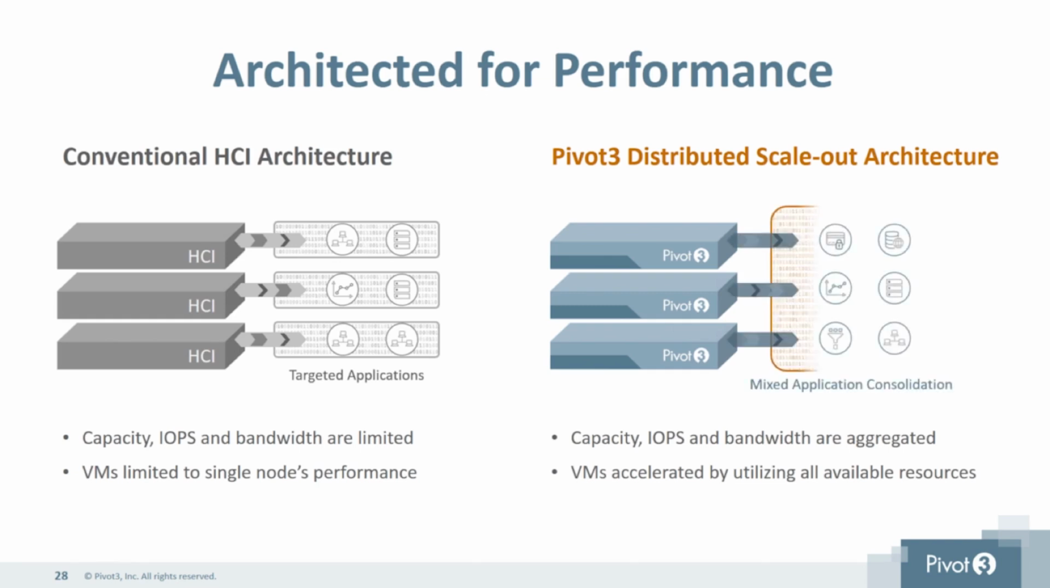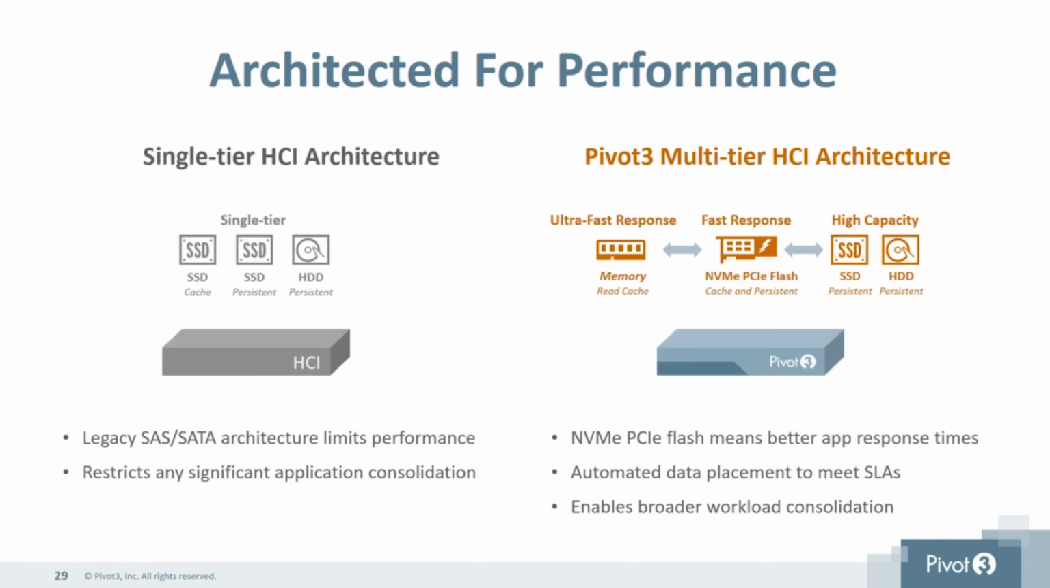Whereas at Pivot 3, what we've developed is a distributed scale-out architecture. And this allows an application that's running on one of the nodes to take advantage of, in some cases, all the drive spindles from the entire array. So your capacity, IOPS, and bandwidth are aggregated, and now you can allow your applications running on the various nodes to have access to either all the resources or a subset of the resources. And so now this is beginning to set us up to be able to handle these mixed workload environments.